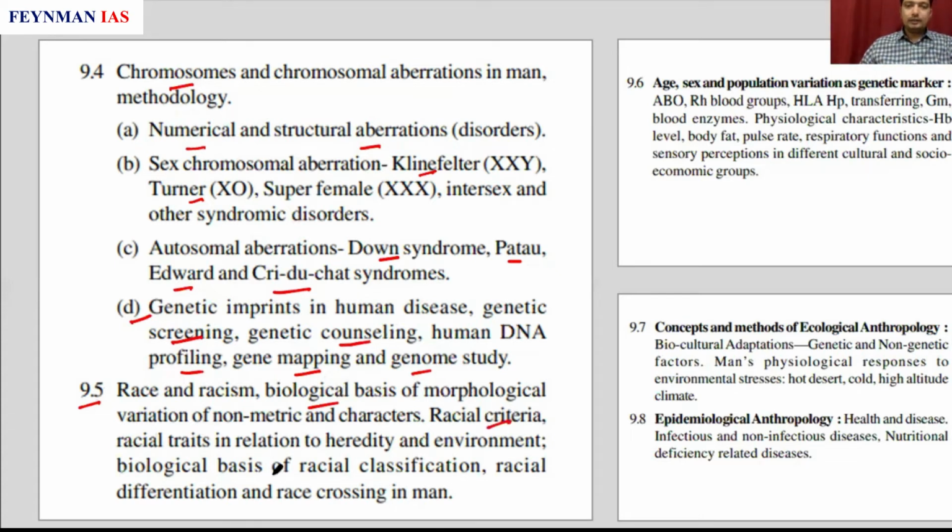And what is the influence of heredity, meaning genes, and environment on these traits? Meaning, do they change because of the environment? Do they change because of the genetic components? What plays the major role? And then we have some subtopics or miscellaneous topics like race crossing in man. Did races actually stay pure, or was there an amalgamation or crossing that happened among them? Okay, so this is about the concept of race and racism.